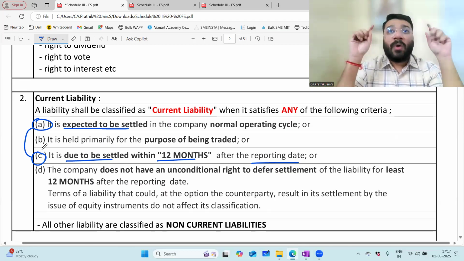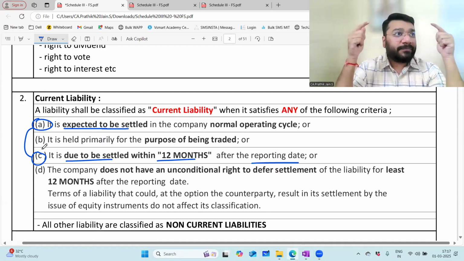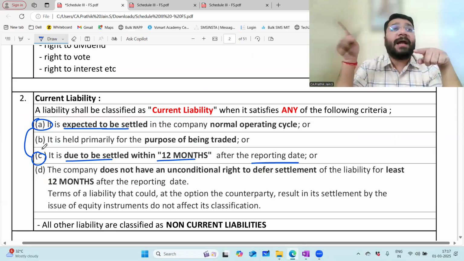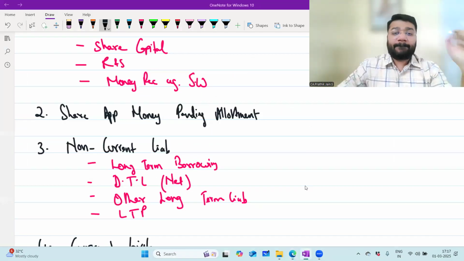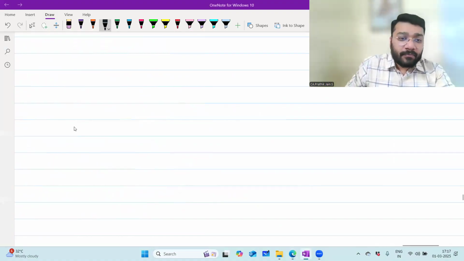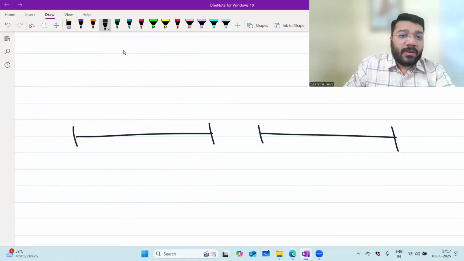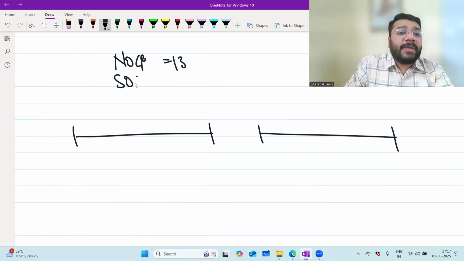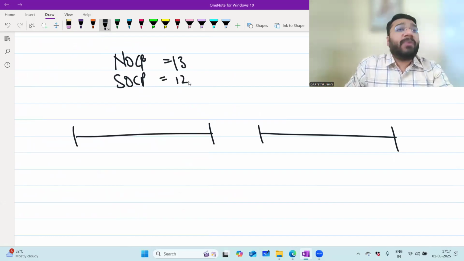Second step, whatever months you have calculated using step 1, what are you supposed to do? From the reporting date, calculate that period. So let's say normal operating cycle period was 13 months and standard operating cycle period is 12 months. Step 1 is to take the higher of both. So 13 months is the higher value. Step 2, this period you have to apply from the reporting date.